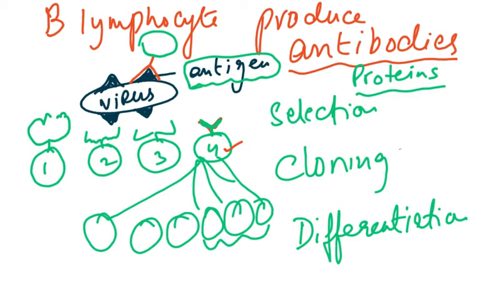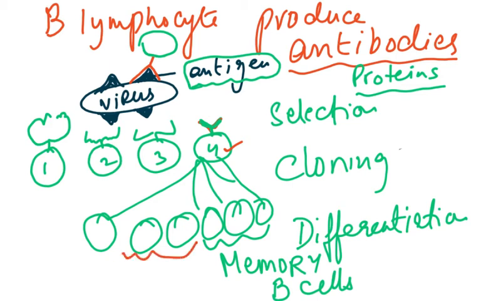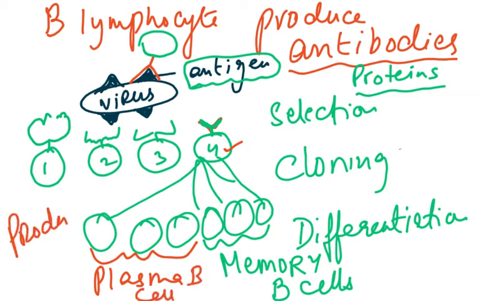Now, some of these are going to be called memory B cells. Memory B cells will remain in your system, maybe lifelong, in some cases only for a short while. And the other ones are called plasma B cells. What the plasma B cells do is, P for plasma, P for produce antibodies. And antibodies are the things which are going to stick onto the antigen.